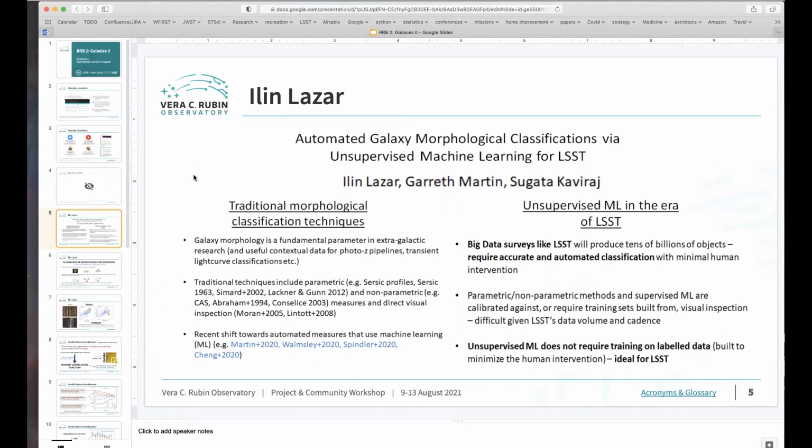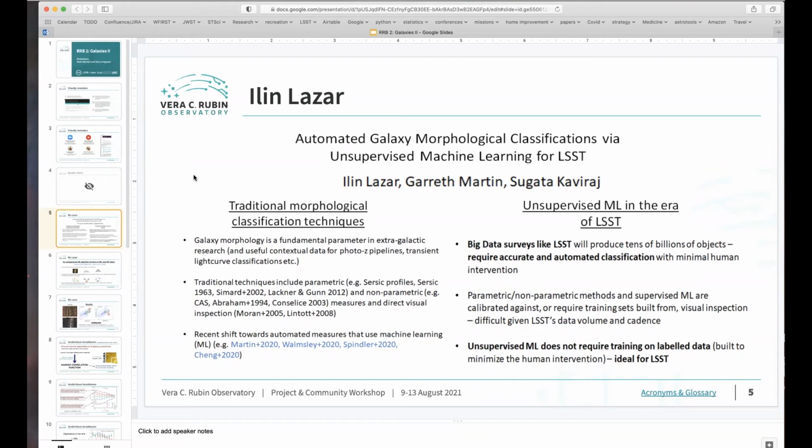Thank you. Yeah, hi everyone. So here we present an unsupervised machine learning method to distinguish between different morphological types of galaxies, especially aimed at particular surveys such as LSST. In terms of galaxy morphological classifications, over the past couple of decades, we have seen a significant shift from traditional techniques towards more automated measures that use mainly supervised machine learning.